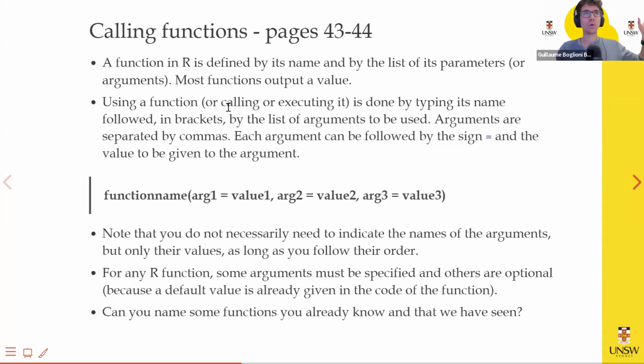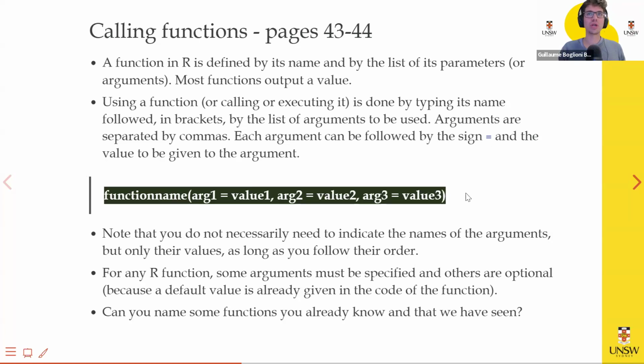Using a function, or calling the function, or executing the function, I might use those terms interchangeably, is done by typing its name followed in brackets by a list of the arguments with a specified value. Careful here: each argument has a name coded inside the function, but when you call the function, you give it a specific value that you, the user, want to give the function. Each argument is followed by, or can be followed by, the equals sign, because some arguments don't need to be specified. Overall, this is the general syntax.